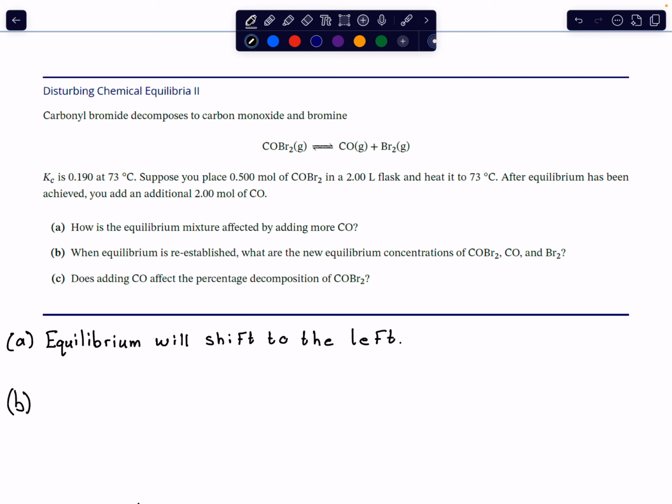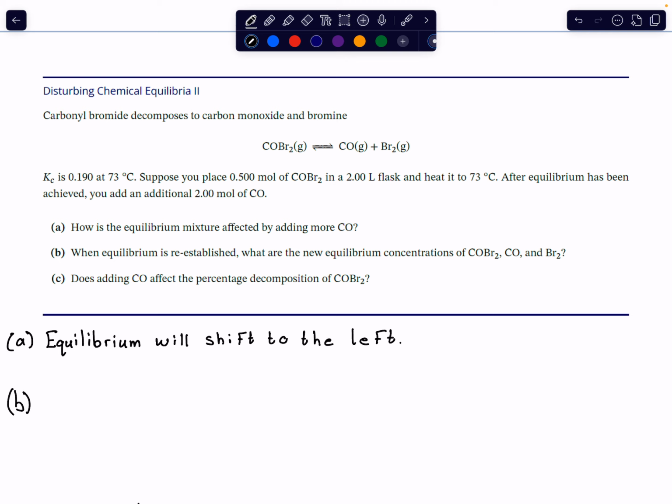B says, when equilibrium is re-established, what are the new equilibrium concentrations of the carbonyl bromide, the carbon monoxide, and the bromine? So this is a bit of a longer question than it might initially appear, because if you read the question fully, it says, suppose you place 0.5 mole of carbonyl bromide in a 2 liter flask and then heat it to 73 degrees Celsius. After equilibrium has been achieved, you add an additional 2 mole of carbon monoxide.